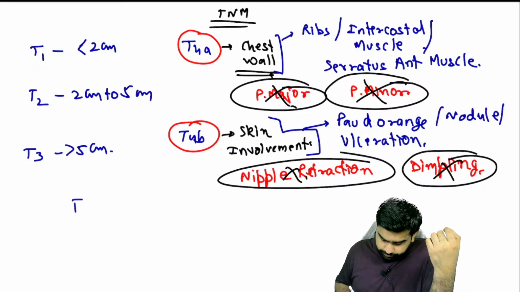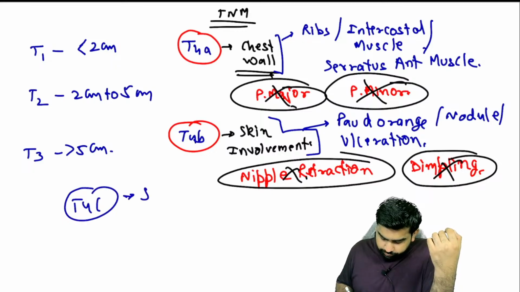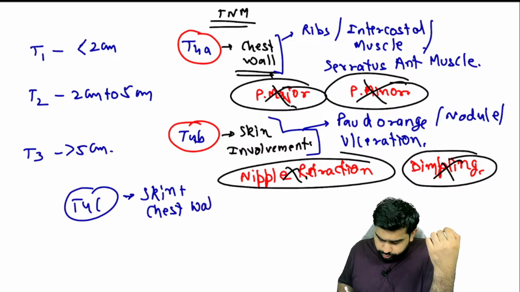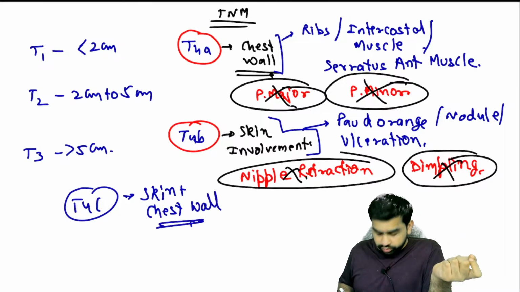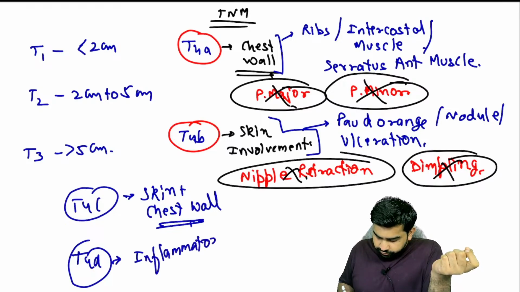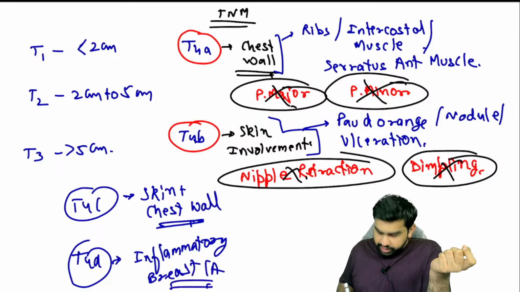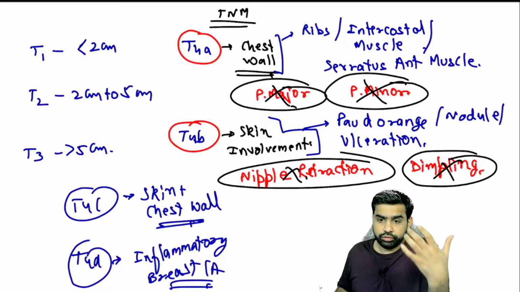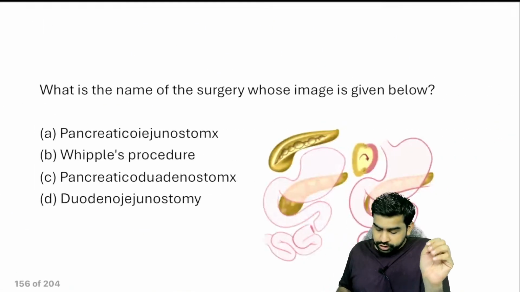What is a T4C? T4C is basically both, involvement of the skin plus the chest wall. If there is involvement of the skin plus the chest wall, that is a T4C. And what is a T4D? T4D is basically inflammatory breast cancer. So this is an inflammatory breast carcinoma. Inflammatory breast carcinoma is basically T4D. Okay, I hope you have understood. This is the T stage of the breast cancer.